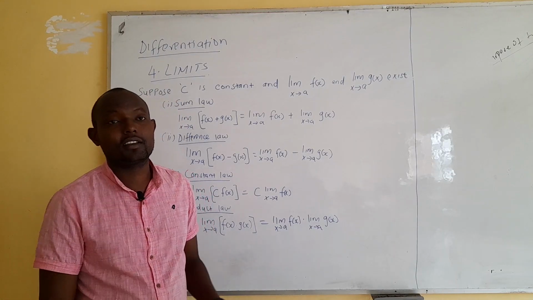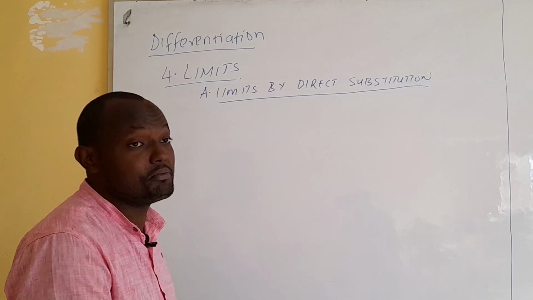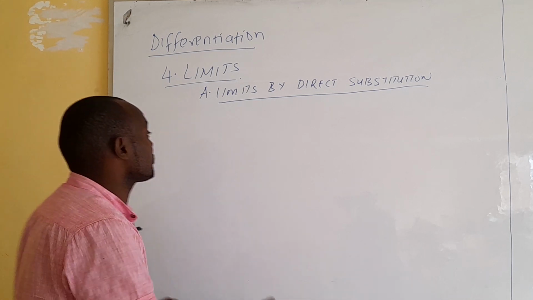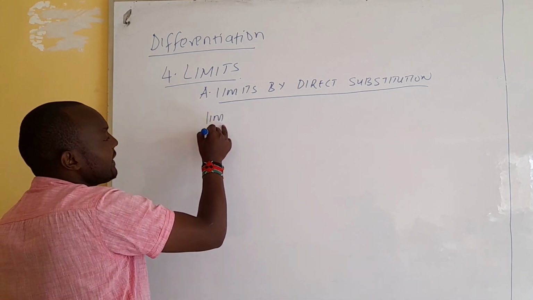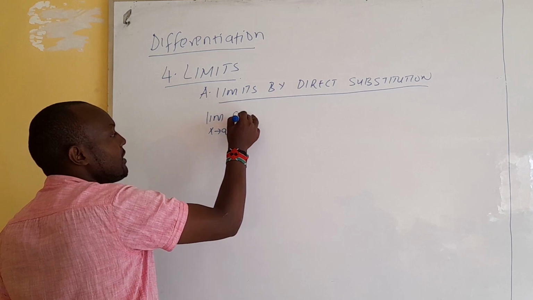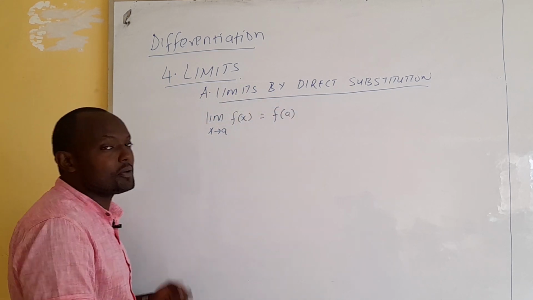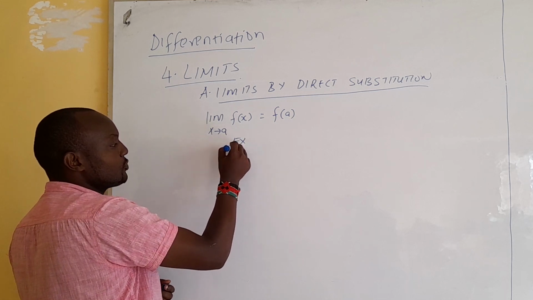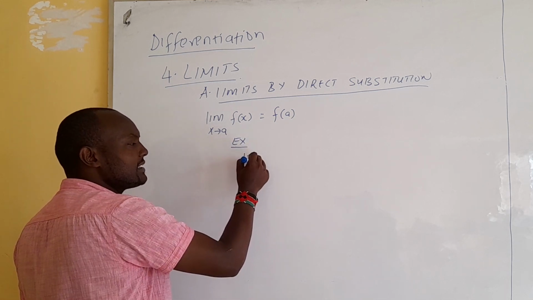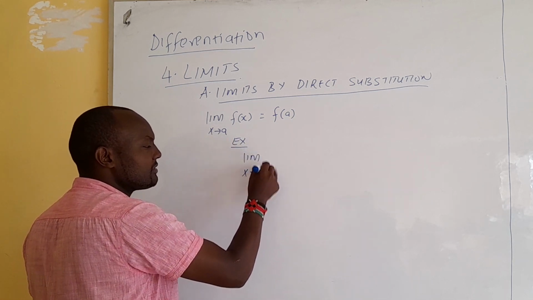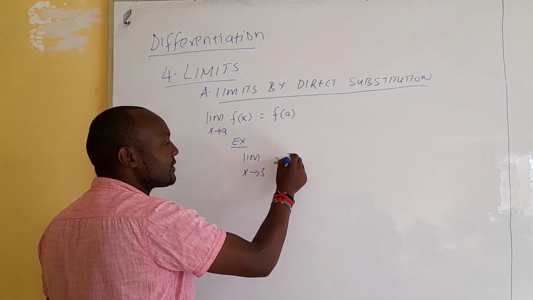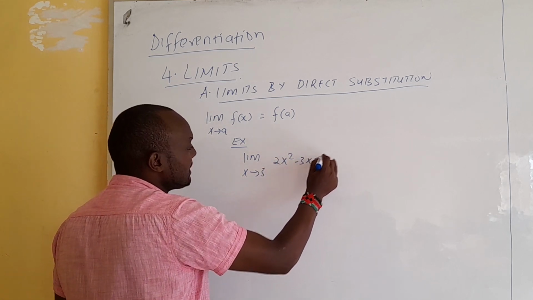Welcome everyone. We look at how we solve limits by direct substitution. We know the limit as x approaches a of our function f of x will be f of a. Maybe we can take an example to illustrate this one. How do we get the limit as x approaches 5 of 2x squared minus 3x plus 5?